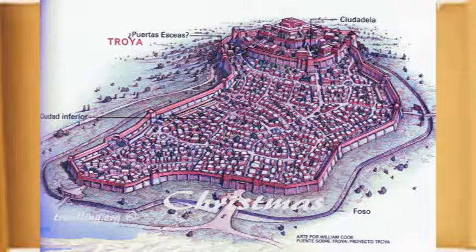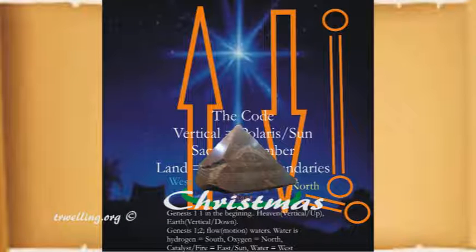Troy, the name of Troy, is descendants of the footholder. The name Jacob translates to the holder of the foot. So the Trojans are descendants of Jacob. Whose foot? The foot of God.